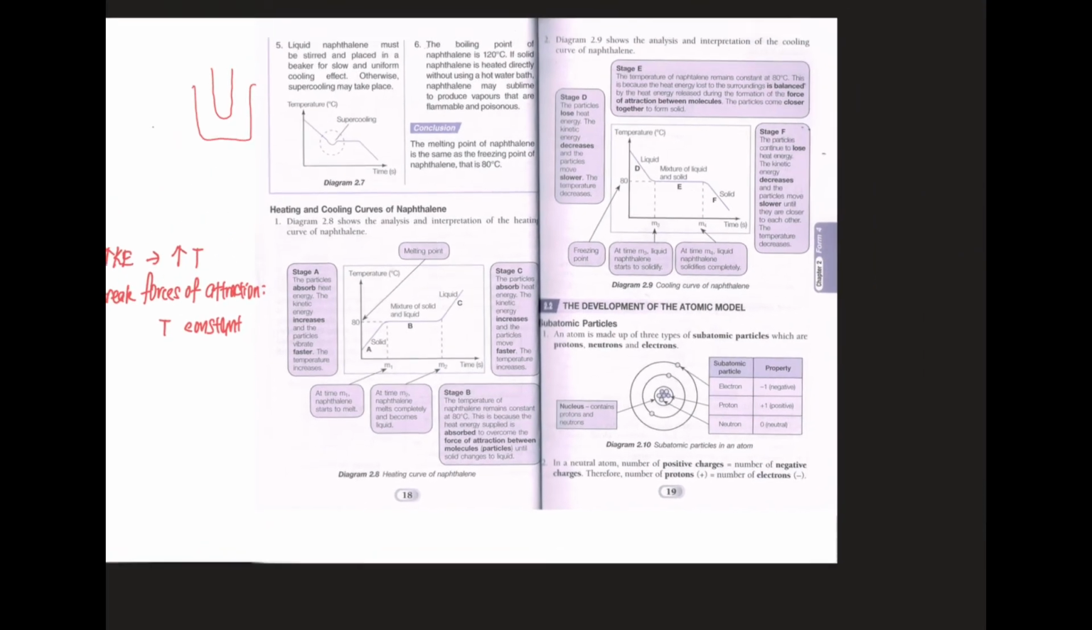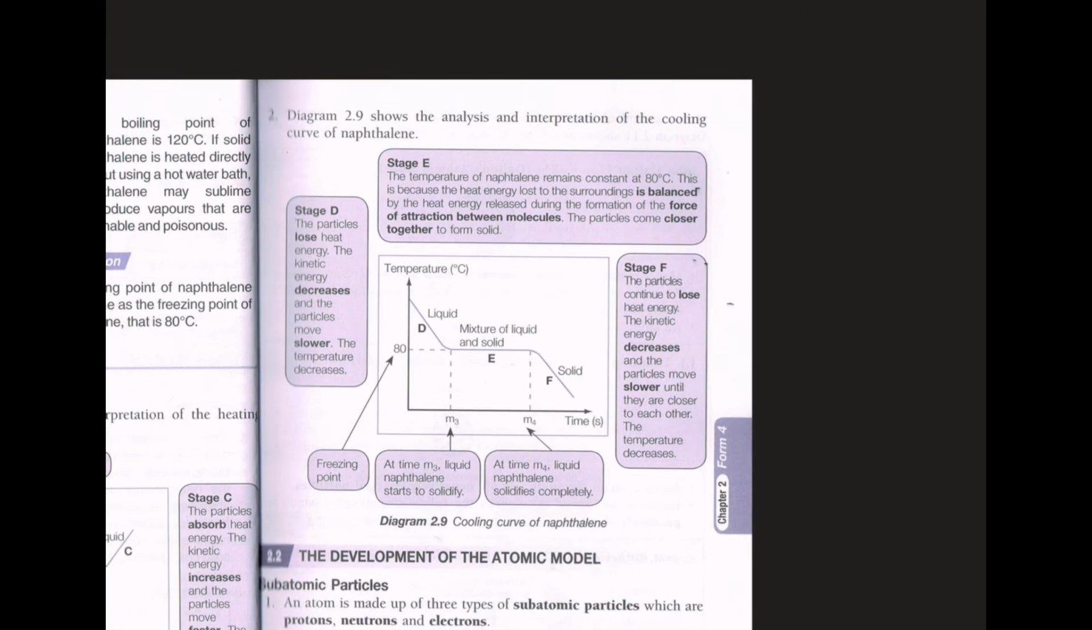Okay, now let's see number 2. So now we have to cool down the naphthalene. From liquid, stage D. The particles lose heat energy, the kinetic energy decreases, and the particles move slower, the temperature decreases. So you see the concept is the other way around. When they lose energy, the kinetic energy decreases, which means the particles are moving slower, so temperature will decrease. So temperature decreases when kinetic energy decreases.